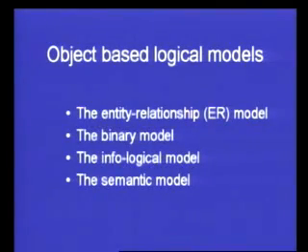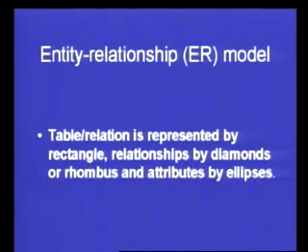So how do we proceed with designing a database using the entity relationship model? This is what we will be looking at in the coming slides. Entity relationship model: here an entity is represented by a rectangle, relationships by diamonds or rhombus, and attributes by ellipses. Whenever you are designing a database, you need to first of all think about the real life objects.